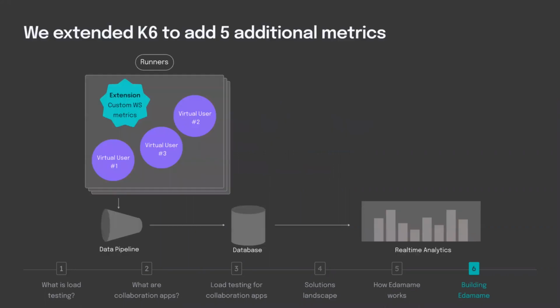So what we did is we ended up extending K6 to add 5 additional metrics. The way that this worked practically is that we wrote an extension in Go, and this extension would emit our custom metrics into our data pipeline, along with all the default metrics that K6 emitted as well. And that would all get written to our database where we would have access to visualize the data. And this let us visualize everything that we wanted for both HTTP and WebSockets.